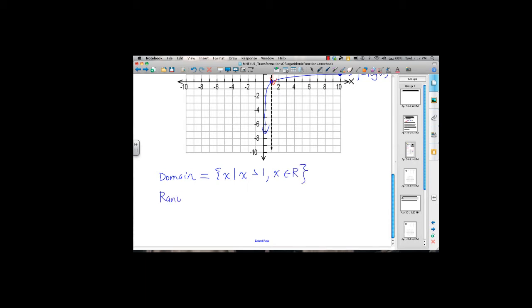My range, well, with a log-based function, it doesn't matter whether I translate up or down, left or right. The range will be all real values. That's not going to change. So I have y existing for all real values. And lastly, the vertical asymptote. I do have a vertical one in this case. So the vertical asymptote, if I list its equation, is x equals 1.